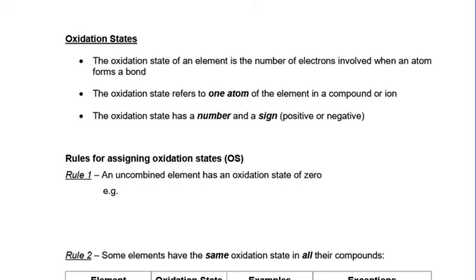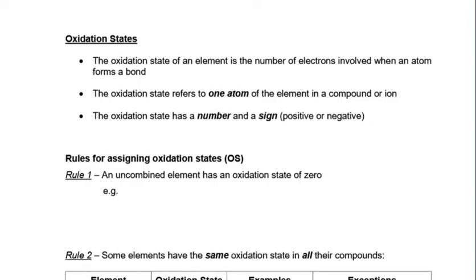So the oxidation state refers to one atom in the compound. In water, the 2 hydrogens each have a value of 1, they each use 1 electron, but there's 2 of them. It has a number and a sign, so it's either positive or negative, and it has a number. So we would say something like +1 or -2. These would be oxidation states. You need to learn some rules for assigning oxidation states, and once you've got these rules really firmly solidified in your mind, you'll find this whole topic much quicker.